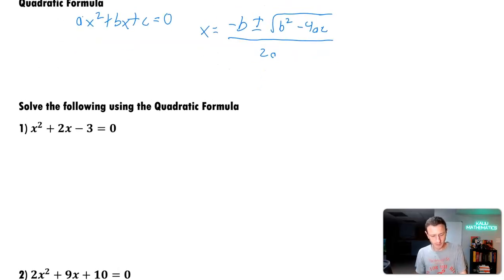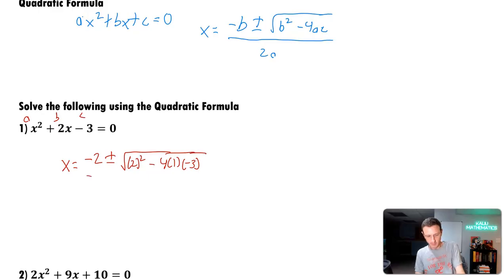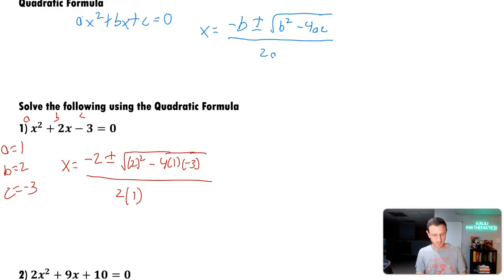So number 1, solve the following using the quadratic formula. Number 1, x squared plus 2x minus 3 equal to 0. So this is a, this is b, this is c. If you want to write out a equals 1, b equals 2, c equals negative 3, that's fine, but I'm just going to jump right into it. So x is going to equal negative b, so negative 2, plus and minus the square root of b squared, so 2 squared, minus 4 times our a term of 1 times our c term of negative 3, all over 2 times 1. So again, a was equal to 1, b was equal to 2, c is equal to negative 3.